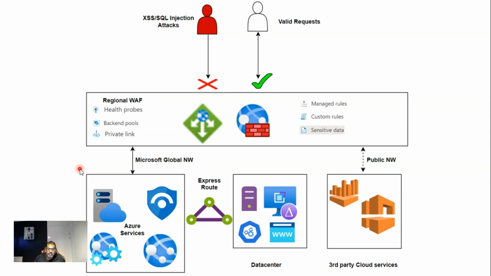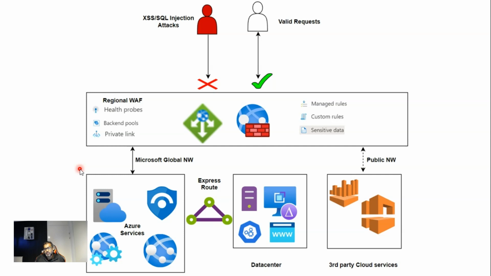So in the WAF, again you have two types of WAF, which is the regional WAF and the global WAF. So if you want to create the protection to a regional bound, then you can use the regional WAF. If you want to protect your application across the globe, then you can choose the global WAF.